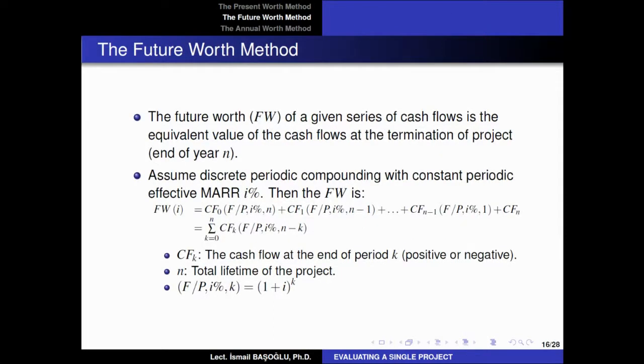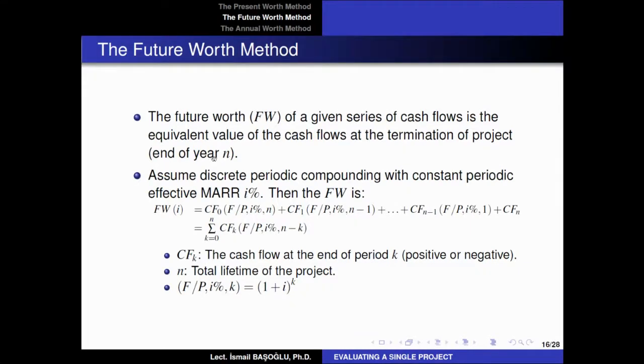Okay, now we can move to another analysis method, which is the future worth method. And in the future worth method, we are going to compare investment alternatives by looking at their future values at the end of the investment period or the project period. So let's just say you are given a project at time 0, there is an initial investment cost, and in the future time periods, at the end of every period, there is a positive or negative cash flow. What is the future worth or end of year worth of this project?